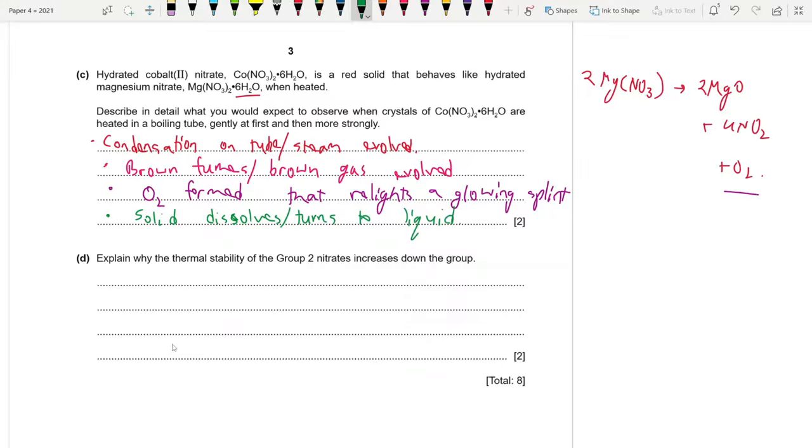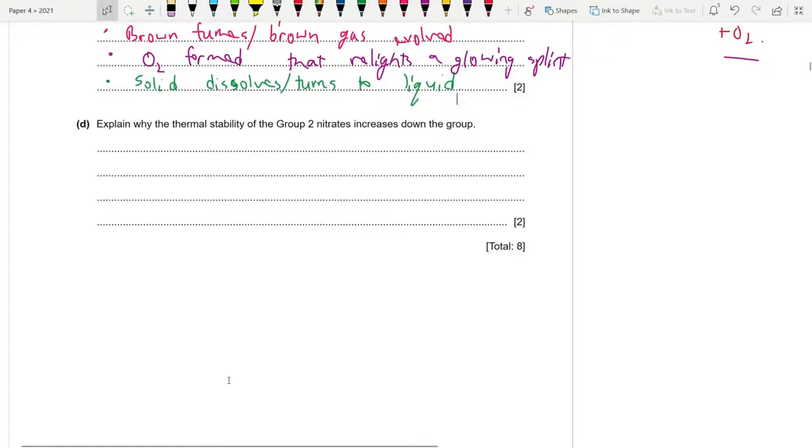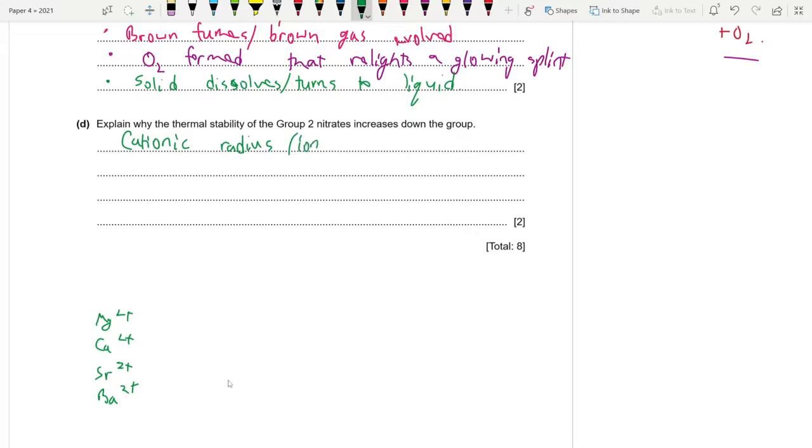Now, explain why the thermal stability of the group 2 nitrates increases down the group. Really important question, guys. Mainly the reason being, as we go down the group from magnesium, calcium, strontium to barium, what happens? We have the same charge, but the size increases, right? So the cationic radius or ion size increases down the group. Understood? That's point number 1.